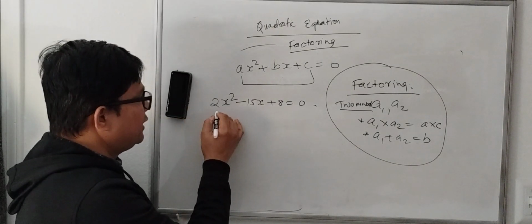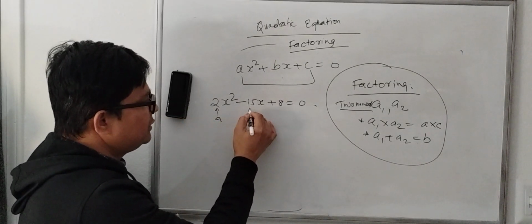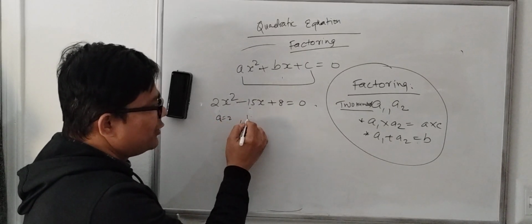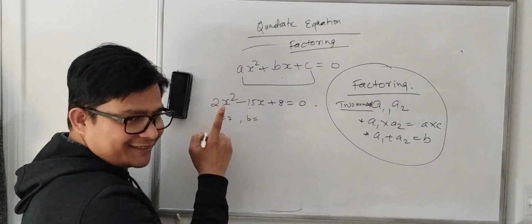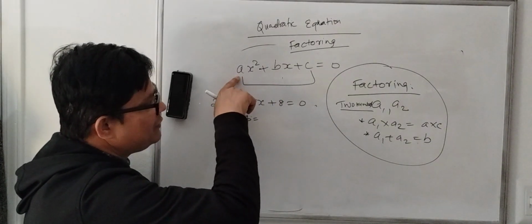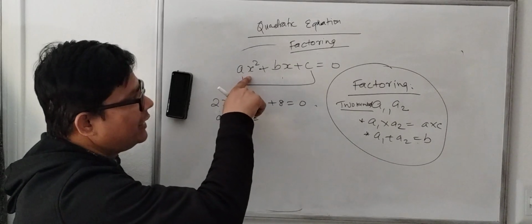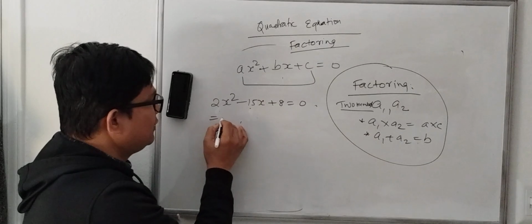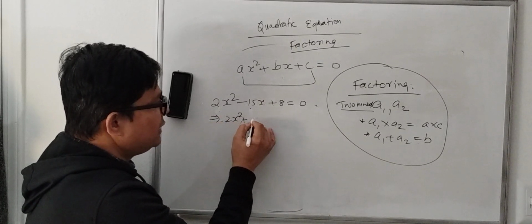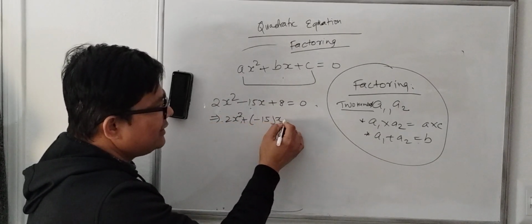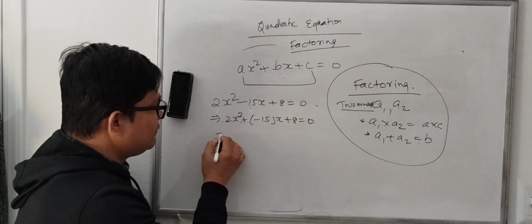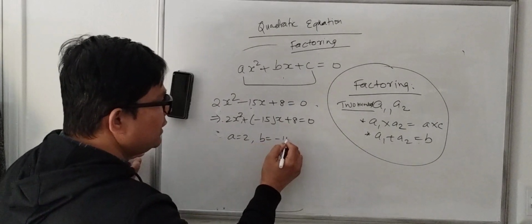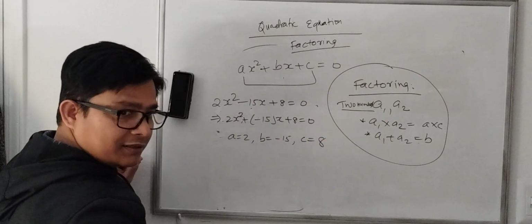So now tell me, this is a, so a is what? 2. b is what? Minus 15. Okay, because always remember, you have to convert into ax square plus bx plus c format. So let's convert it: 2x square plus minus 15x, correct? Plus 8 is equal to 0. That's why a is equal to 2, b is equal to minus 15, and c is equal to 8. Okay?